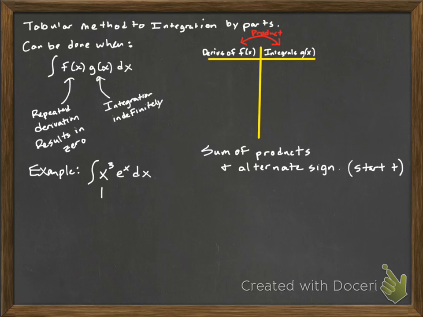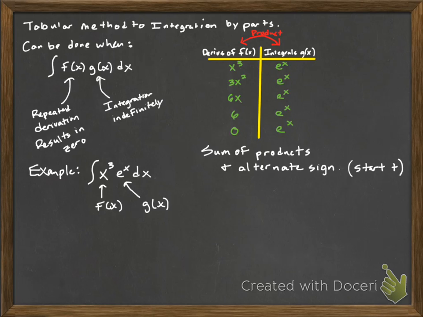Here's an example. X cubed times e to the x. F of x is that x cubed, which is a polynomial, something we could take the derivative of and end up with 0 eventually. G of x is e to the x, something we can integrate indefinitely. In fact, we can continue to take the integral of e to the x and we'll get e to the x. So now here goes. I'm going to run through those real fast until we get to 0. Stop when the derivative of your f of x function is 0.